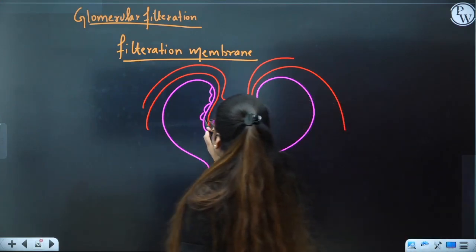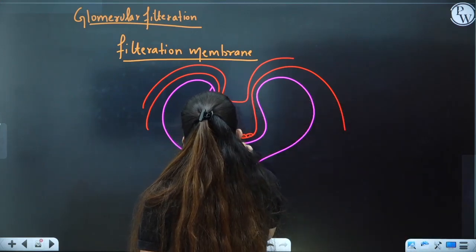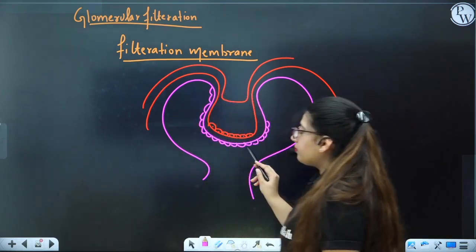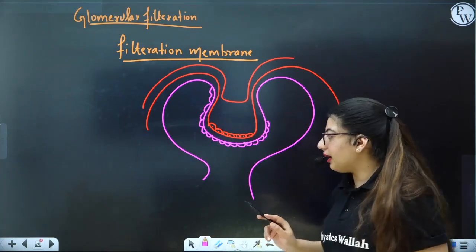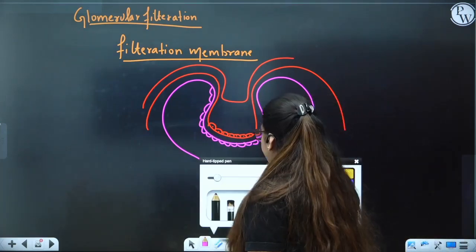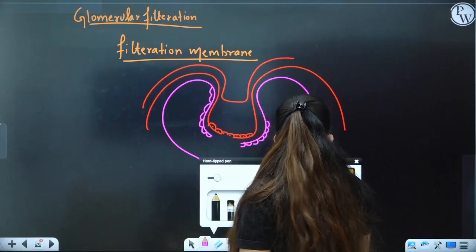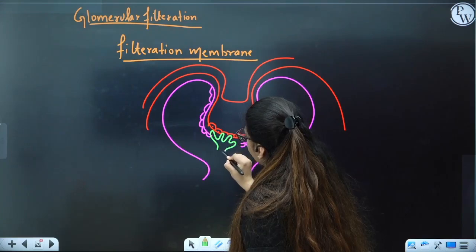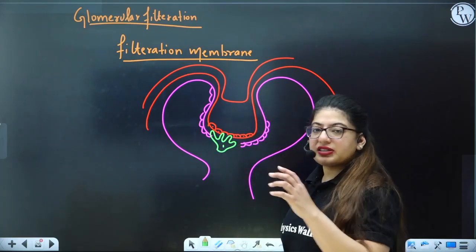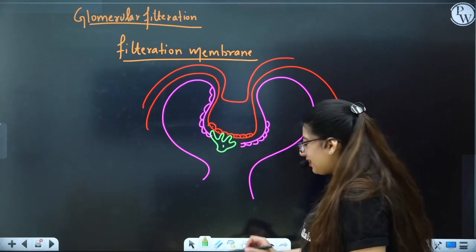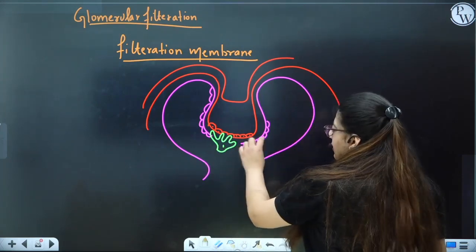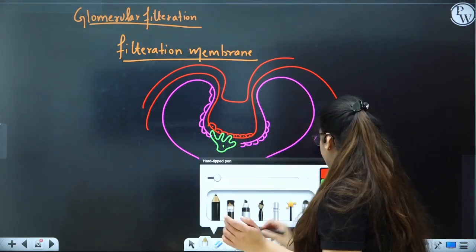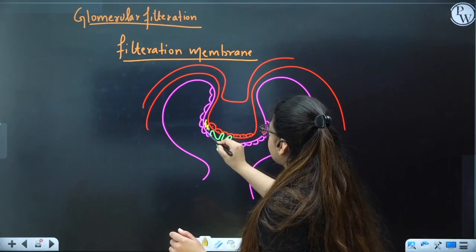It also has simple squamous epithelium. Apart from these simple squamous epithelial cells, this Bowman's capsule has some special cells known as podocytes. Podocytes appear like feet, so that's why their name is podocyte. Like this, it appears just like feet, right? So these three layers, along with the basement membrane, because there will definitely be a basement membrane between the two.